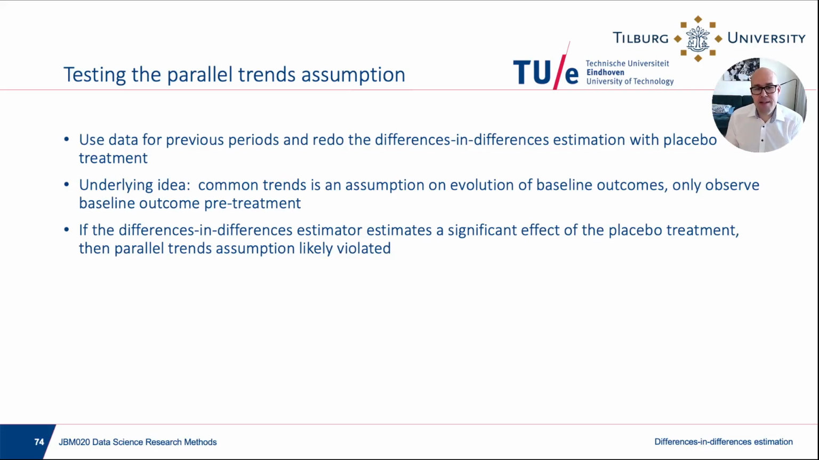The underlying idea here is that common trends or parallel trends is an assumption on the evolution of the baseline outcome, and pre-treatment, when I have more than one period, I will only observe baseline outcomes, so I can directly see whether the evolution is the same. So if the differences in differences estimator estimates a significant effect of this placebo treatment, then parallel trends will likely not hold. Conversely, sometimes it's highly suggestive when we look at the data that parallel trends is a good assumption.